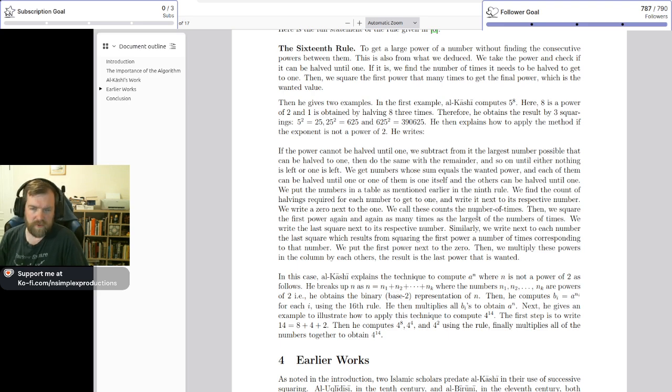Next, he gives an example to illustrate how to apply this technique to compute 4 to the 14th. First step, write 14 equal to 8 plus 4 plus 2. Then compute 4 to the 8th, 4 to the 4th, 4 squared, and finally multiply all those results together. I guess.